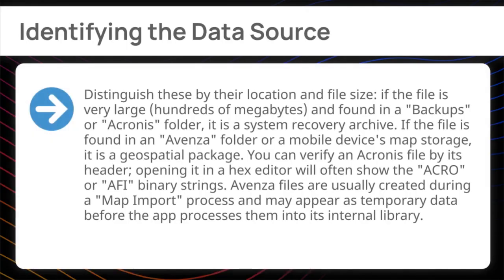If the file is very large, hundreds of megabytes, and found in a Backups or Acronis folder, it is a system recovery archive. If the file is found in an Avenza folder or a mobile device's map storage, it is a geospatial package. You can verify an Acronis file by its header. Opening it in a hex editor will often show the ACRO or AFI binary strings. Avenza files are usually created during a map import process and may appear as temporary data before the app processes them into its internal library.